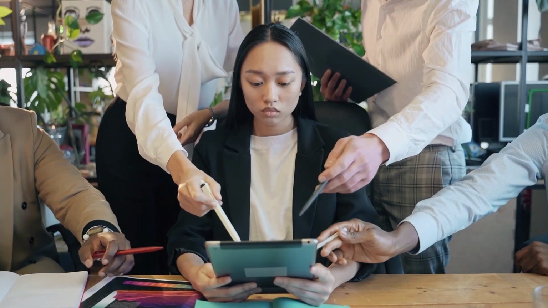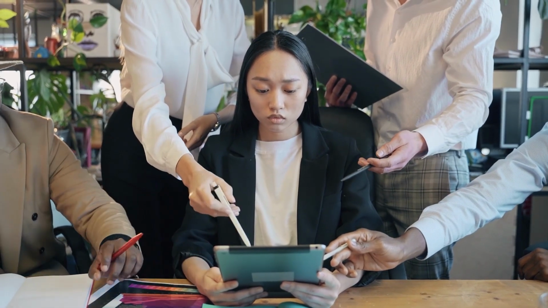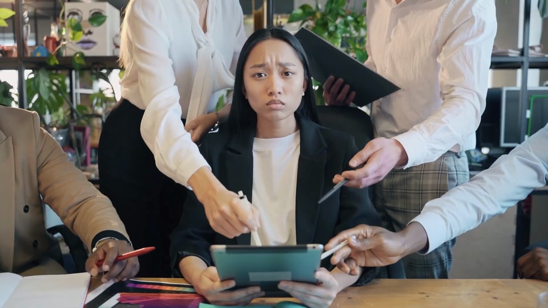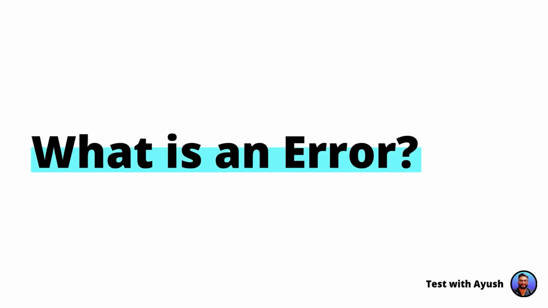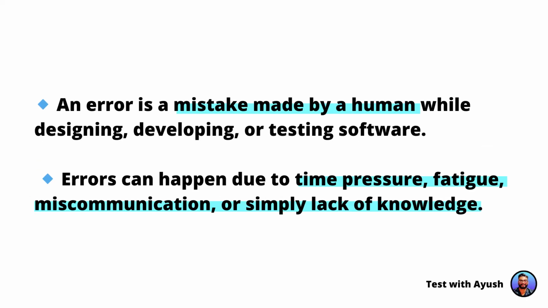Let's break it down with simple real life examples so you'll never forget these concepts. What is an error? It all starts with an error. But what is an error? An error is basically a mistake made by humans while designing, developing, or testing software. Errors can happen due to time pressure, fatigue, miscommunication, or generally lack of knowledge.